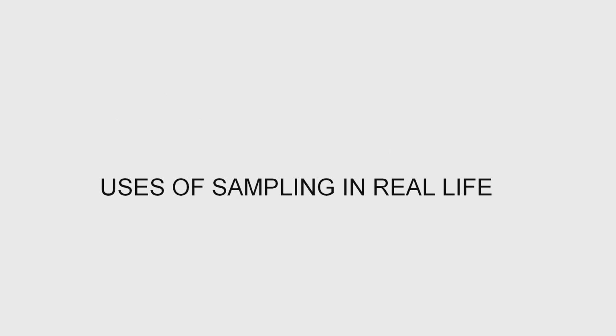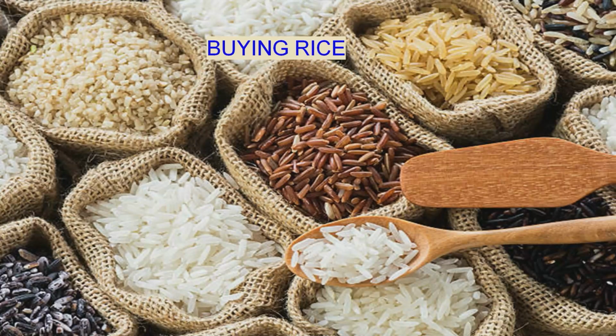Now let us know how sampling is used in real life. Let me show you some pictures. This one you would have experienced while buying rice from the shop. You will not take the entire bag of rice. You will take a few grains of rice and check the quality, then you will buy. So that is called sampling. So I wanted to explain to you that sampling is practiced in real life.